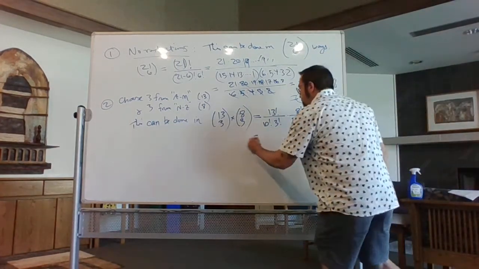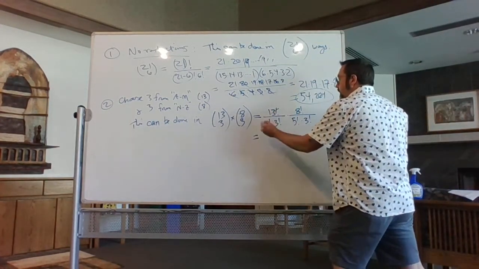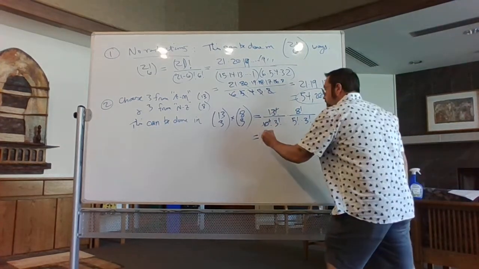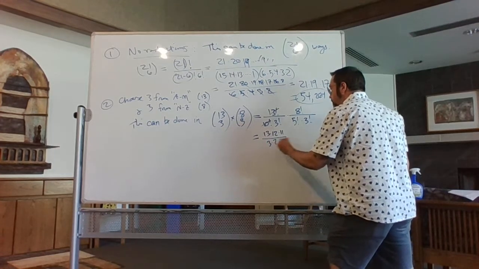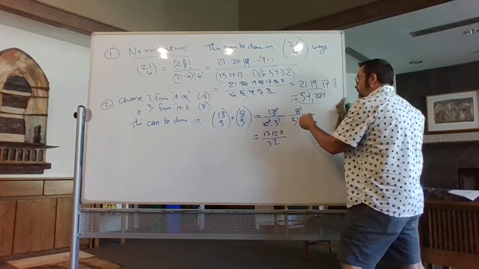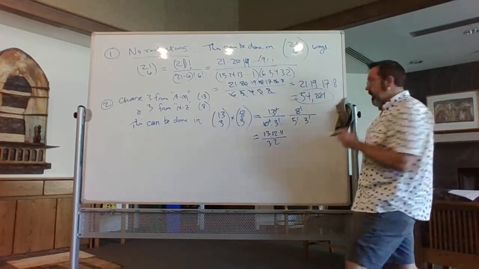All right, so let's just see. 13 factorial cancels with the 10 factorial mostly. We just get the 13, the 12, and the 11 remaining divided by 3 times 2. Over here, the 8 factorial and the 5 factorial cancel out a lot.